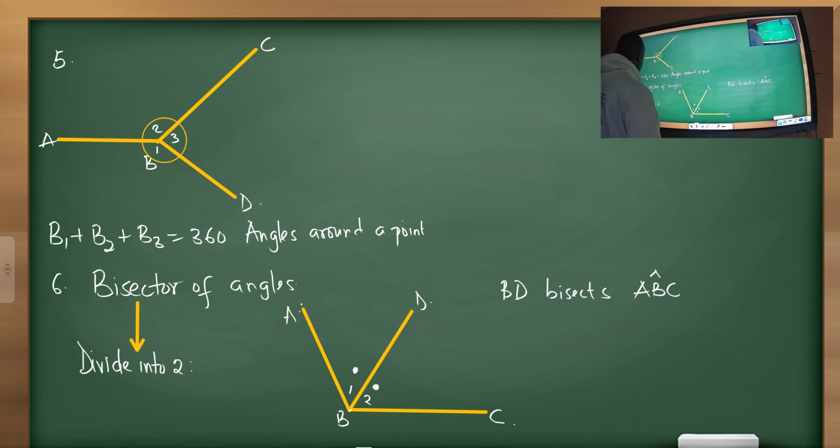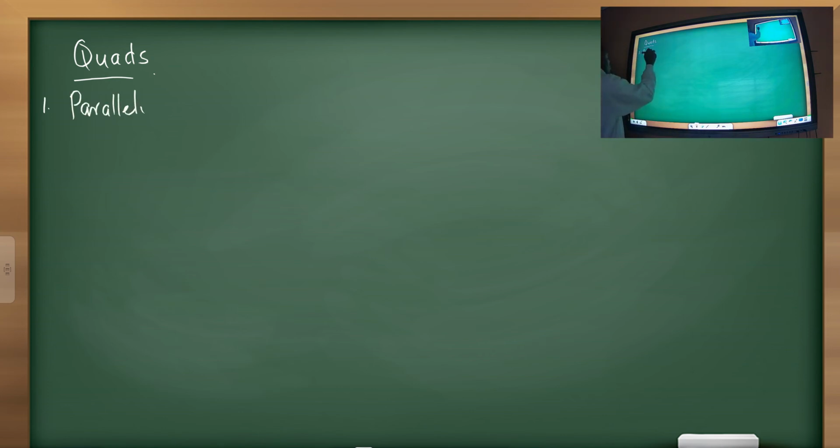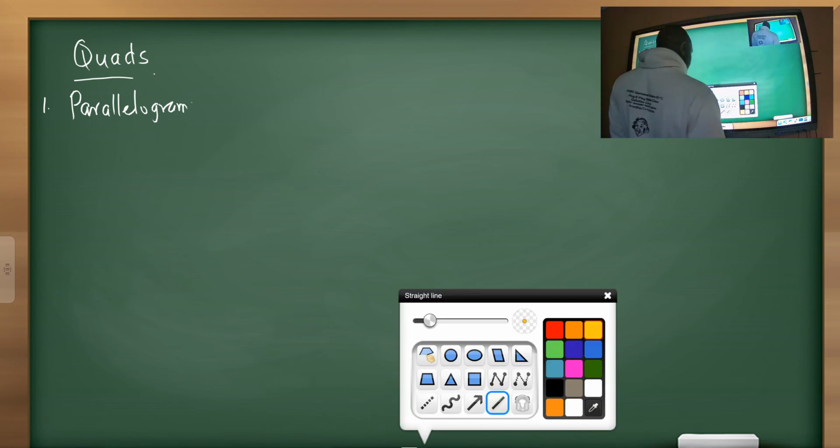And the last section would be to quickly look at quadrilaterals. And the quadrilaterals, we should actually talk about 6 of them. Number 1, a parallelogram. One thing we should know about a parallelogram quickly.